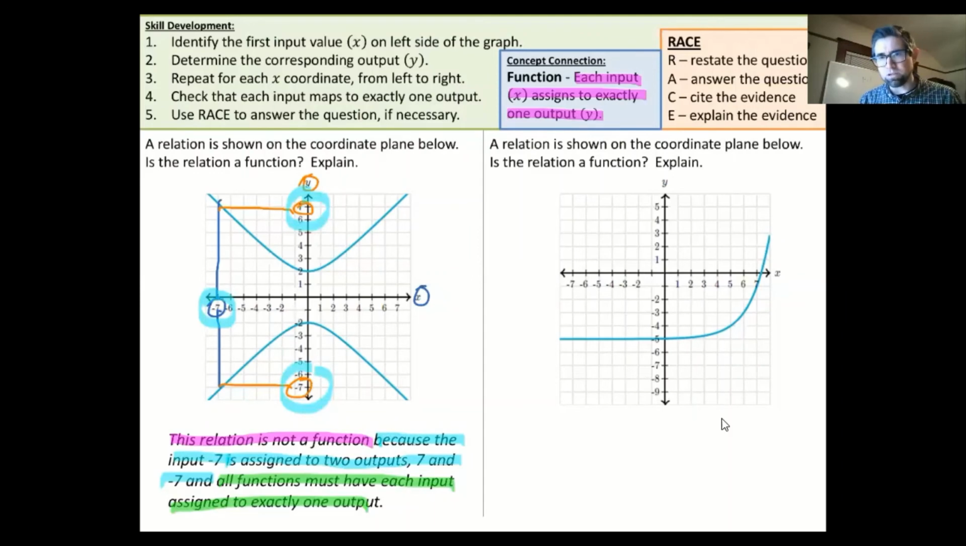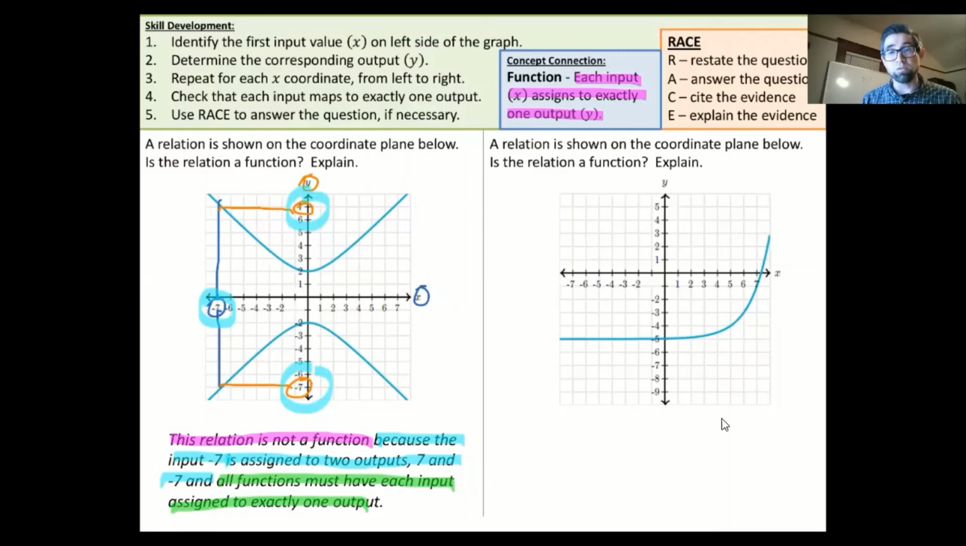Now, look at your graph here. Yours is the same exact prompt: a relation is shown on the coordinate plane below. Is the relation a function? Explain. So now's a good time to go ahead and pause the video and figure this out on your own. Also, I would write down your answer, your sentence here, so you can compare with what we have when we come back.